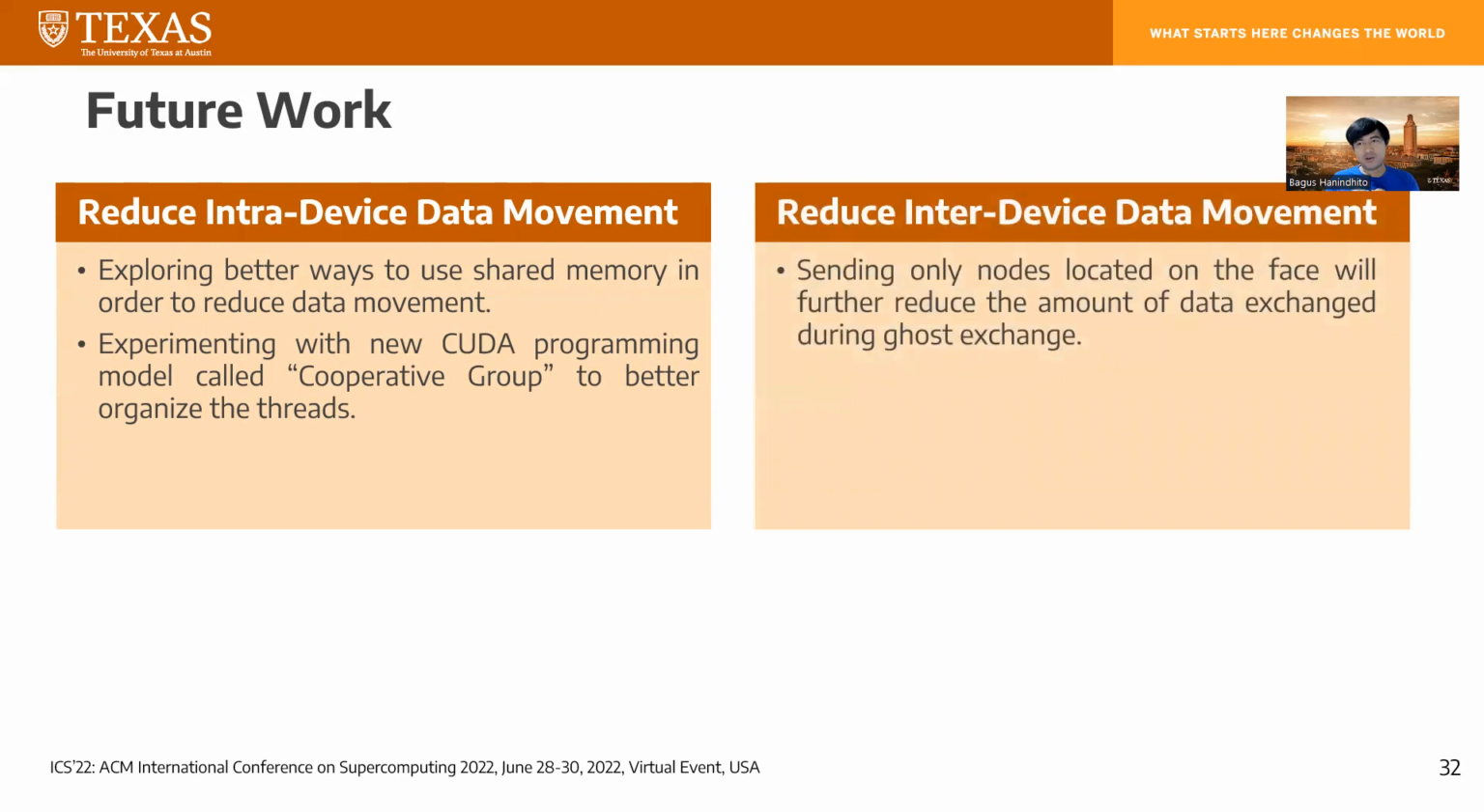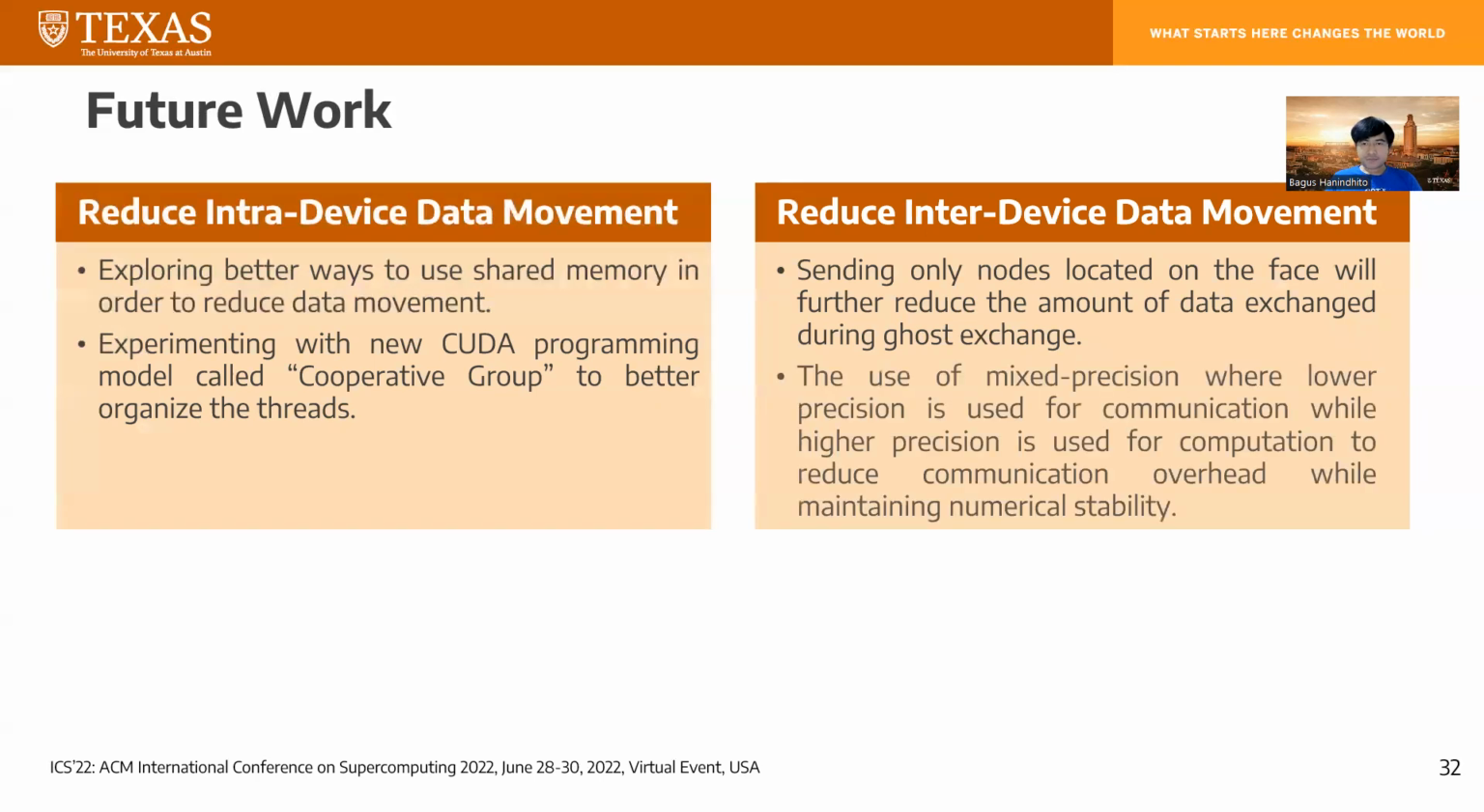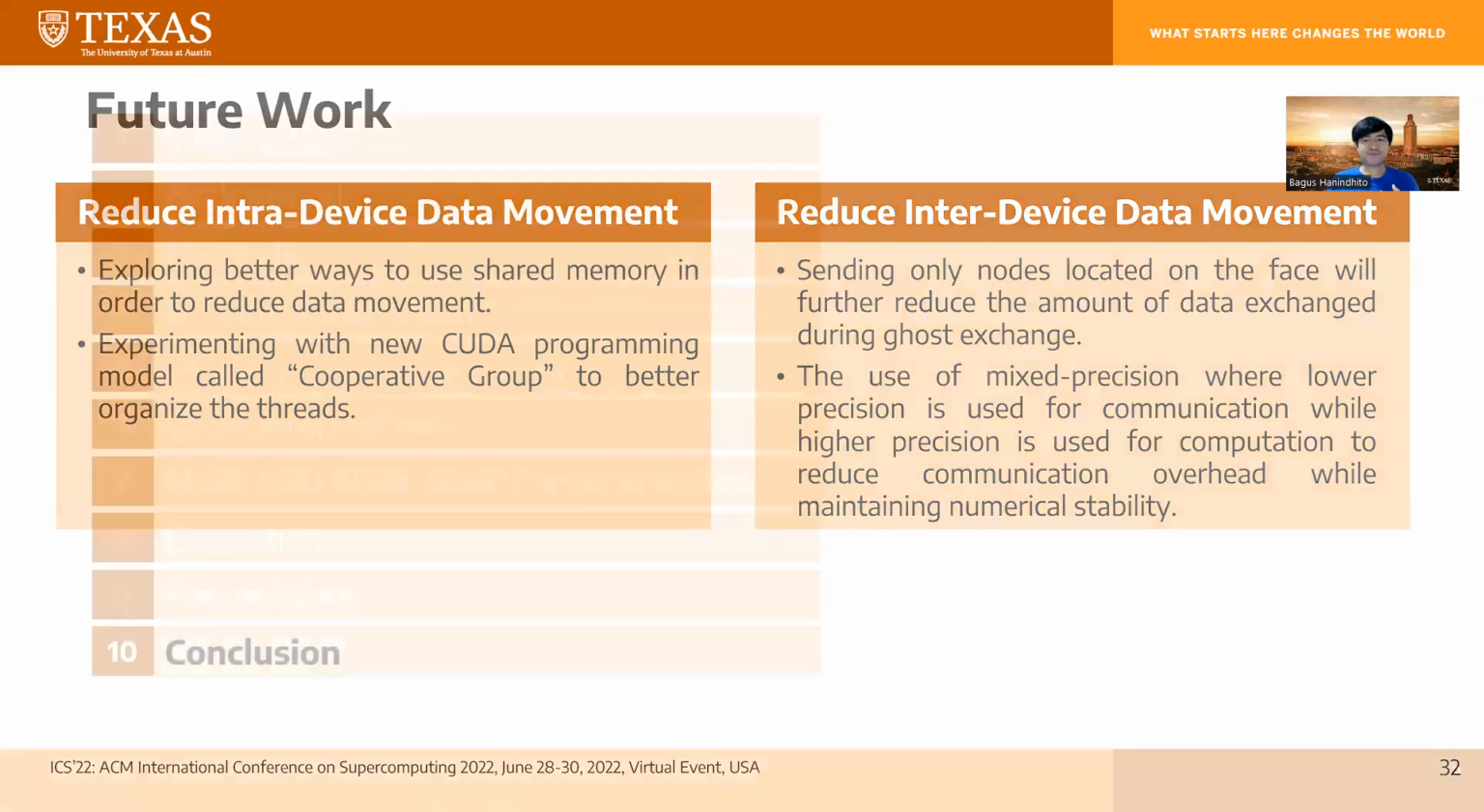We also want to reduce the inter-device data movement, so we try to send only nodes located on the face, but it will complicate the indexing a little bit, so it will add a slight computation overhead to index the nodes. Secondly, we try to use mixed precision, so we use lower precision for communication and higher precision for computation, in order to reduce communication overhead while maintaining numerical stability.